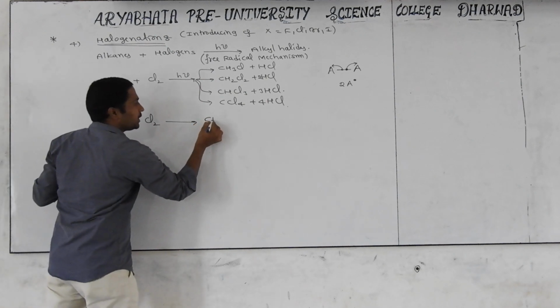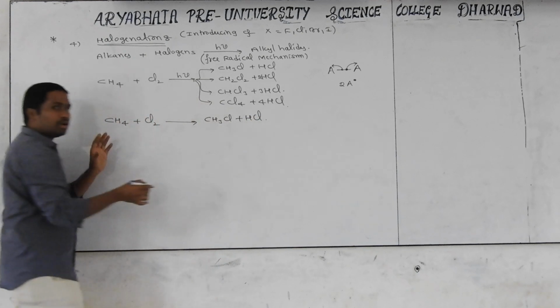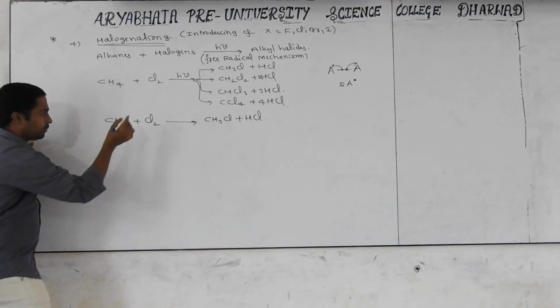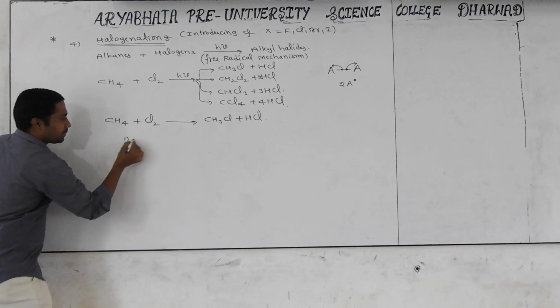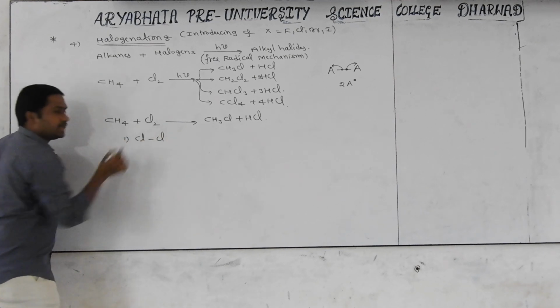So which products are we getting? CH3Cl plus HCl. I am explaining according to the free radical mechanism. First of all, the first step is chain initiation. Cl and Cl is there, Cl2.